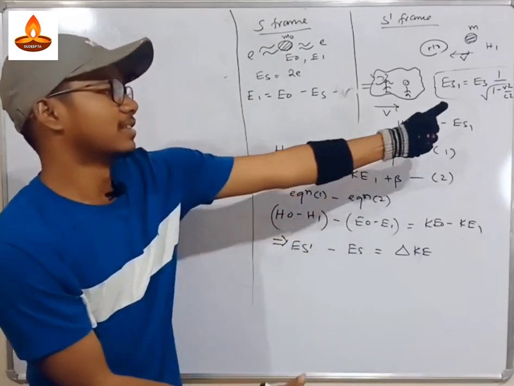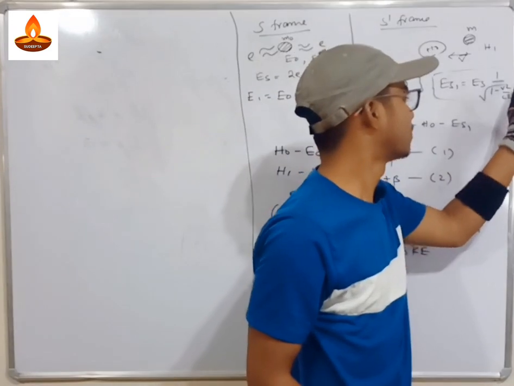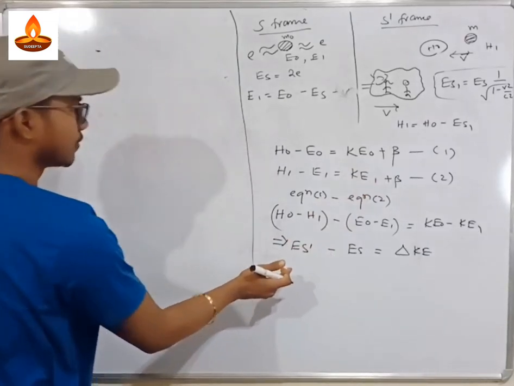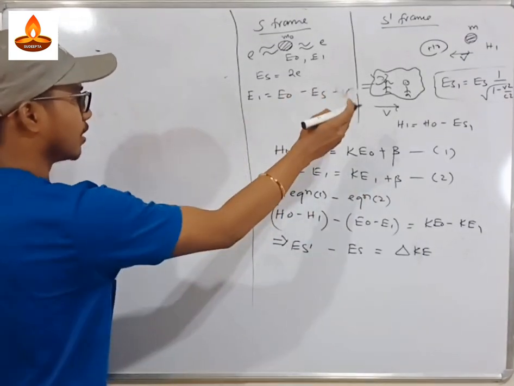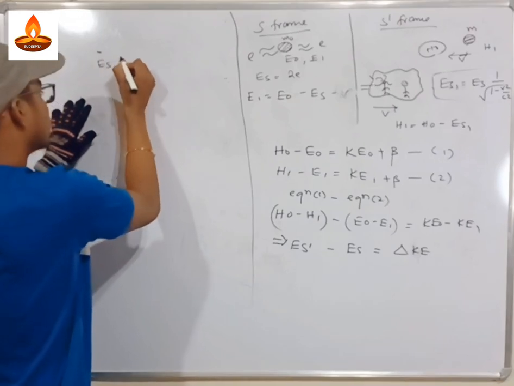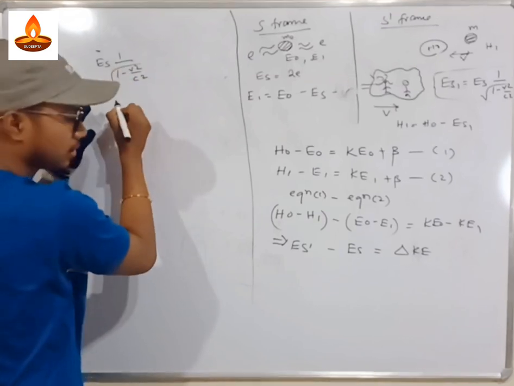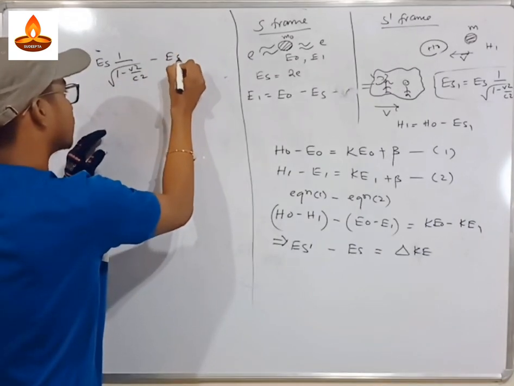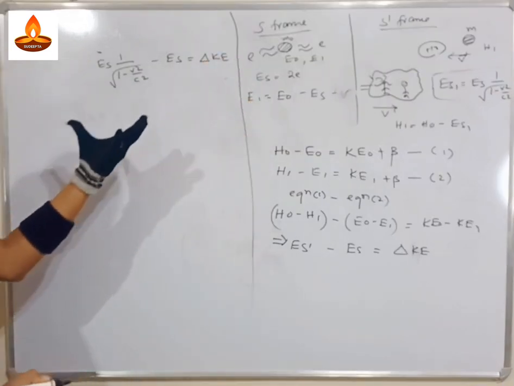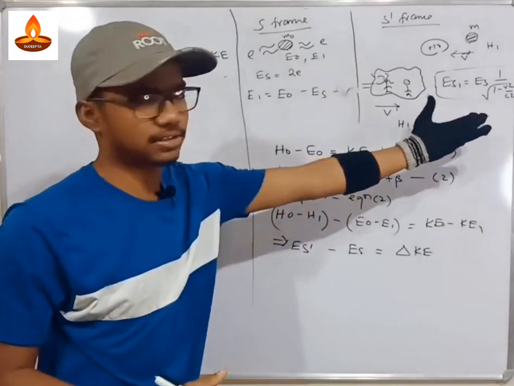What is ES dash? There is a relation. ES dash is equal to ES into 1 upon the square root of 1 minus B square upon C square. Simply apply that relation here. So ES times 1 upon root of 1 minus B square upon C square, minus ES, is equal to the change in kinetic energy. Any doubt? I just replace this into that relation.